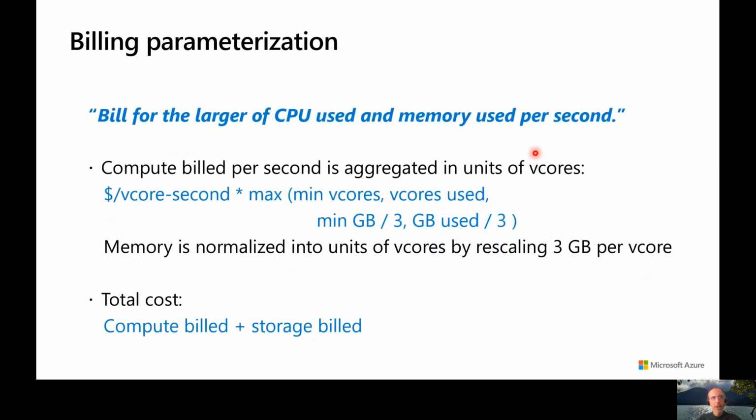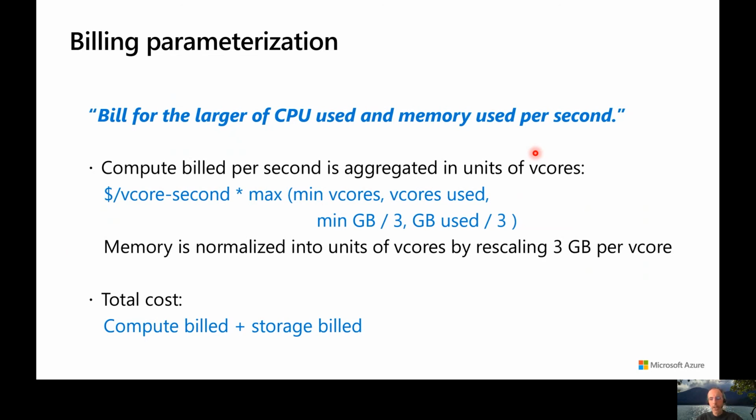So how exactly is billing calculated? At a high level, think of serverless as being charged for the high watermark between CPU consumption and memory consumption for each second in time. So the way this is done is that, say, for a given second, the service will assess how many cores are being used in terms of CPU and how much memory is being used, and take the larger of those two quantities to determine the compute cost for that 1 second of time.